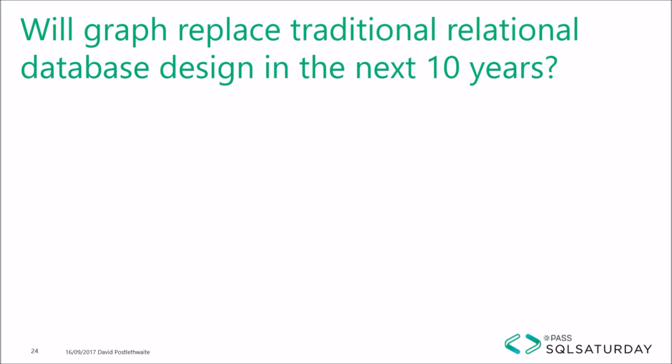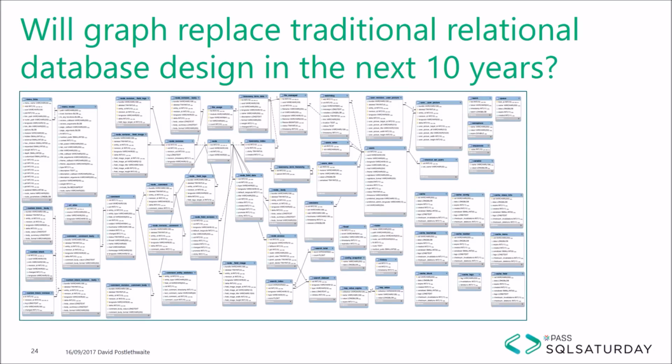So the question is, will graph replace traditional relational database design in the next 10 years? Well, over the last 30 years, relational databases have become the most common method for storing data. And whilst data was fairly small, with few relationships, these worked fine. But with the massive growth of data, relationships becoming more and more complex and diverse, and the need to be able to reshape the structure regularly, normalized tables start to become problematic. How easy is it to query a database like this one? Would all those relationships be better represented in a graph?